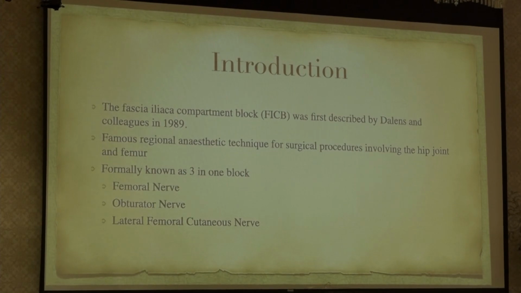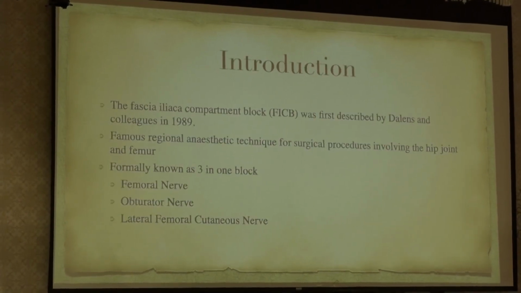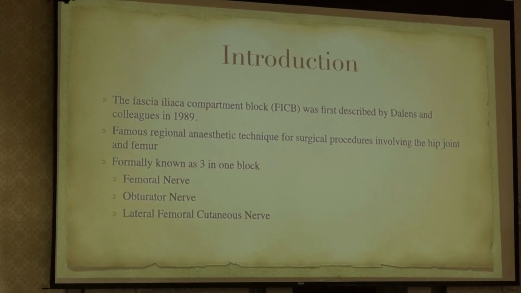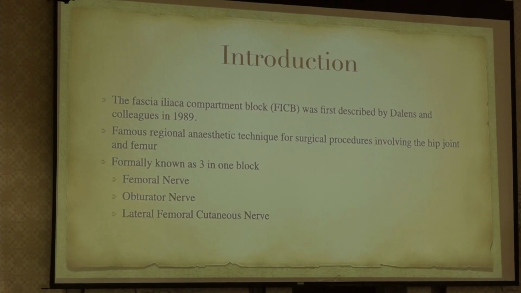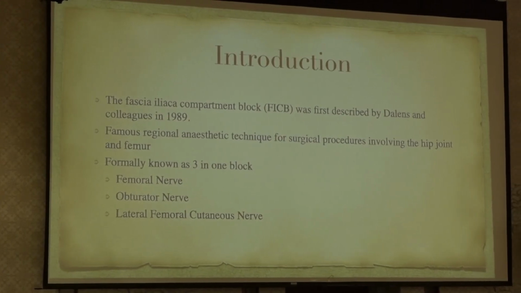For the introduction, fascia iliaca was described in 1989. It's a famous anesthetic technique for surgical procedures involving the hip joint and femur, right? Formerly known as the 3-in-1 block. Why? Because it covers 3 nerves: femoral nerve, obturator nerve, and lateral femoral cutaneous nerve.